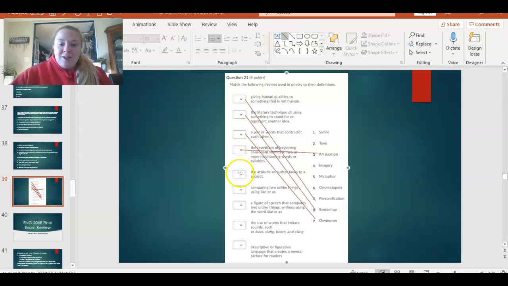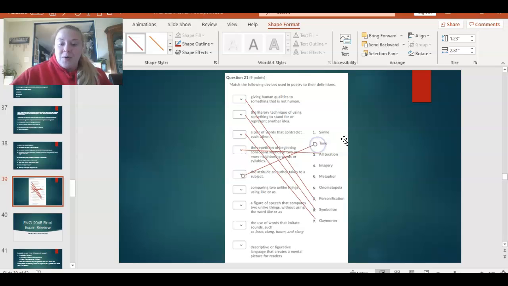All right, our next definition says the attitude an author takes to a subject. That one is tone. If any of your parents have ever told you don't take that tone of voice with me, that's a great way to remember that definition. The attitude an author has, don't take that attitude with me. The attitude an author takes to a subject is the tone.